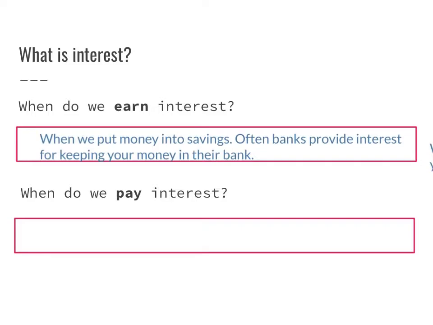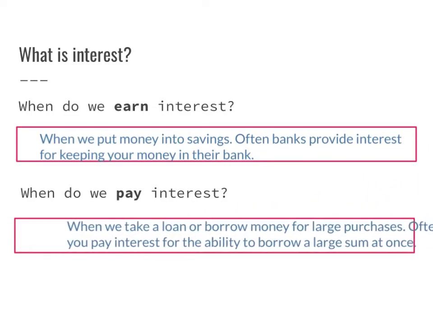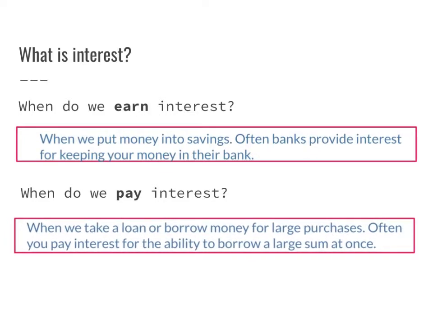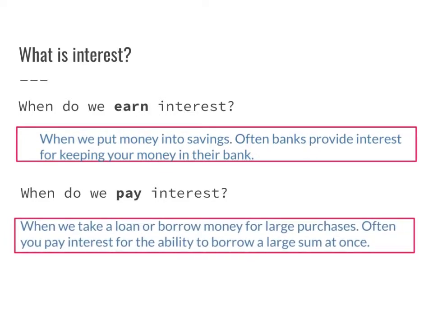We pay interest when we take out a loan or borrow money for large purchases, often for a house or a car. Often you pay interest with the ability to borrow a large sum at once. So the reason that you're paying interest is because you need to borrow a lot of money all at once to make a very large purchase. Most people don't have large sums of money just laying around, so the bank helps you out by giving you money to use to buy those large things, but then they want to collect their money back plus a little bit extra, and that's the interest.